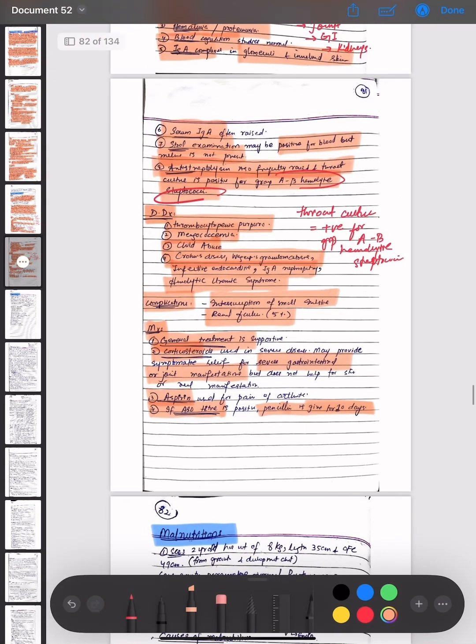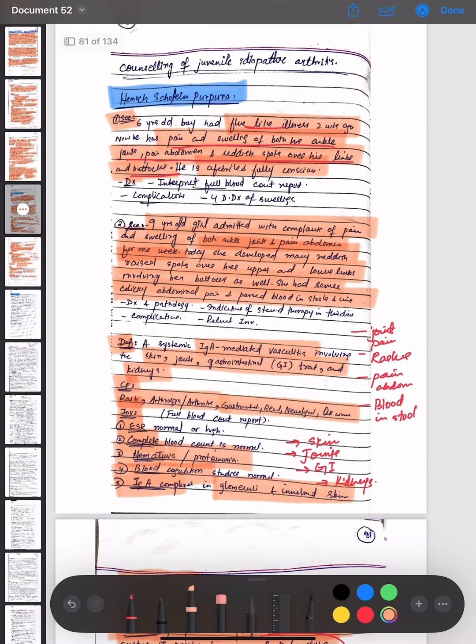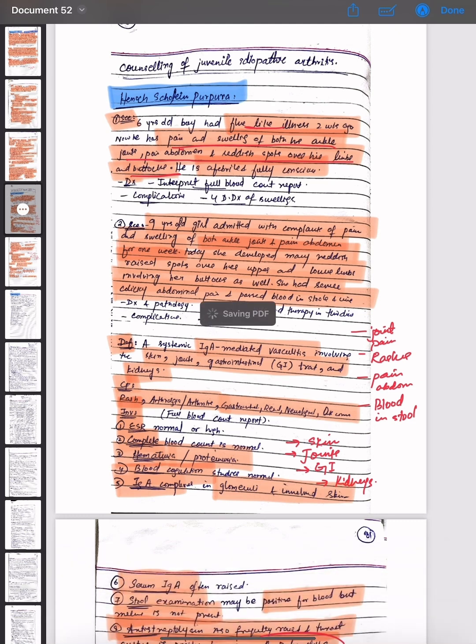So we have discussed the important topic, Henoch-Schönlein Purpura, which is an autoimmune disease in which there is involvement of the skin, the joints, the GI tract, and the kidneys. So rashes on the skin appear, joint pains in multiple joints appear, and there is vomiting or GI illness, and there are also urinary or kidney symptoms.